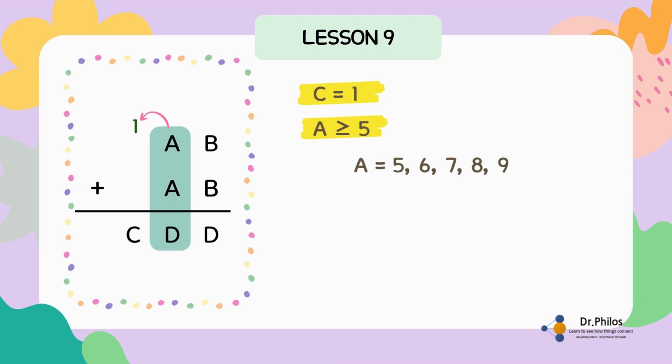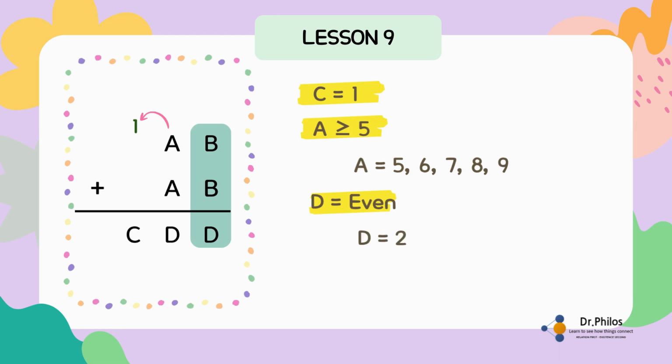D is an even number. Since we added the same two numbers, B plus B, in the ones place, D can be 2, 4, 6, 8, or 0. Is that everything you noticed? I think that's it. How did you figure out the numbers for each letter?